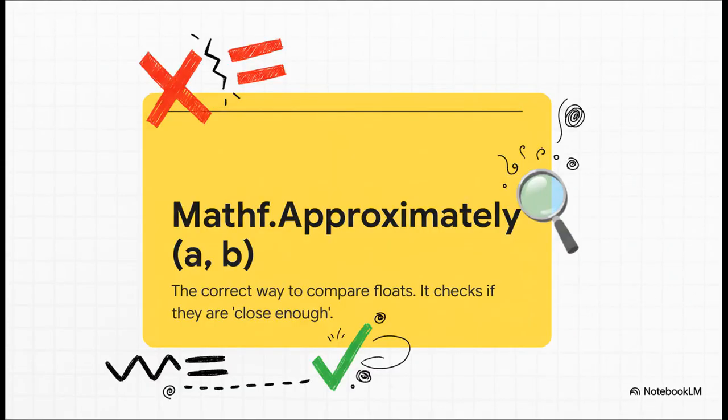So what's the big takeaway? Never, ever, ever use the double equal sign to compare float values. Instead, you use this hero of a function, Mathf.Approximately. It doesn't check if they're exactly equal, it just checks if they're close enough to be considered the same. This is the professional, bug-free way to handle it.